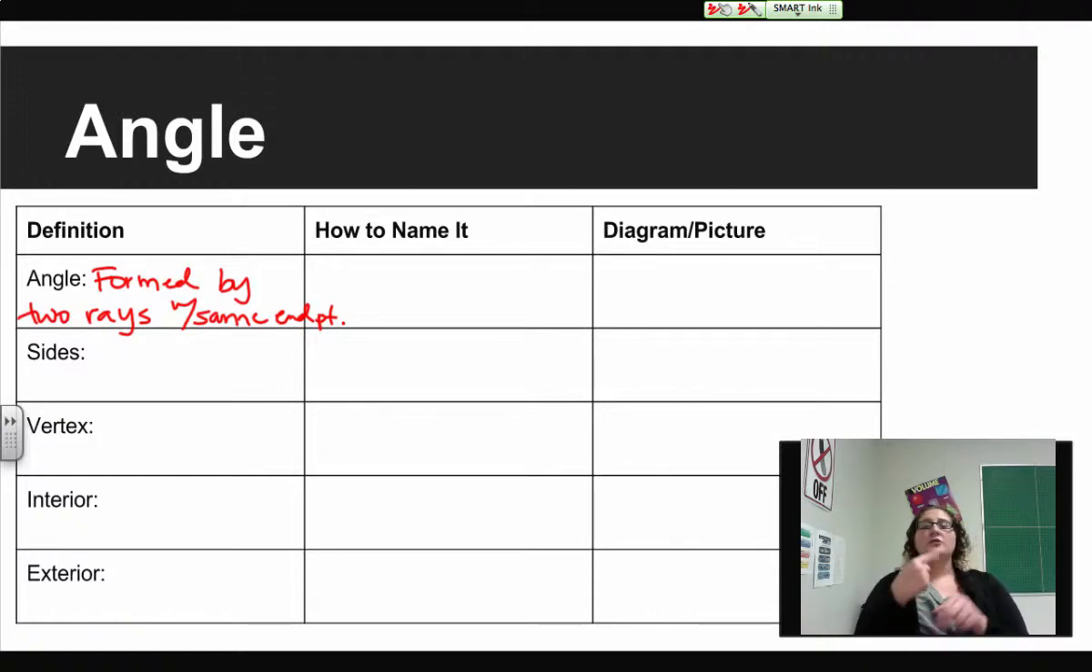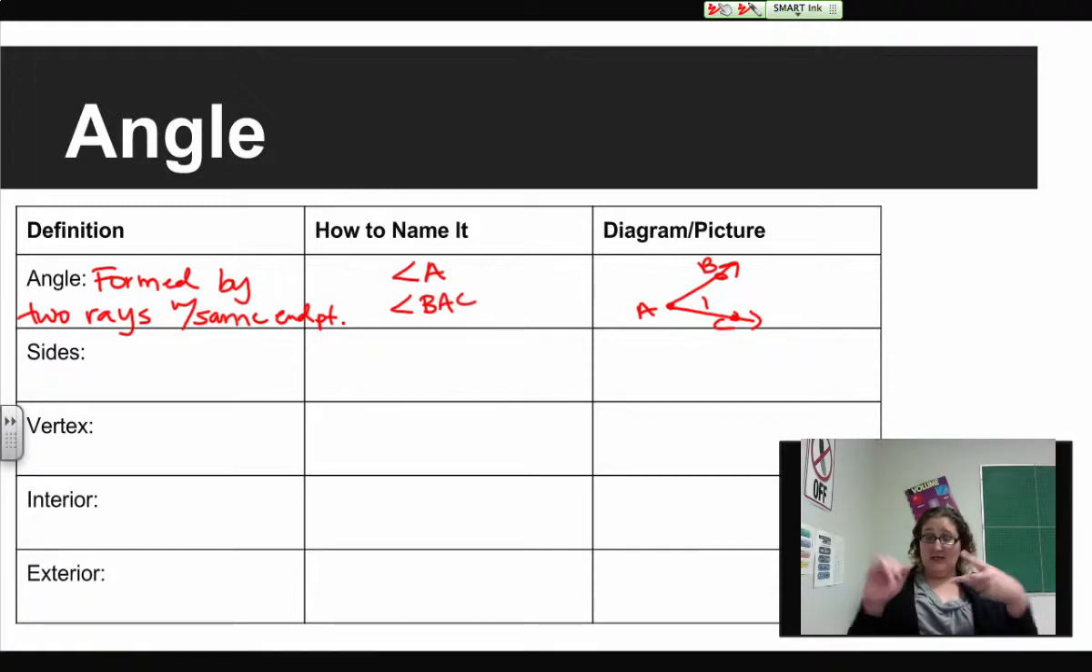You could say that it is angle A, or you could say, let me draw the picture first so that way you can see this. Here's my opposite rays, A, B, C. We could call this angle A. We could call this angle BAC. We could say this is angle CAB, or angle 1.